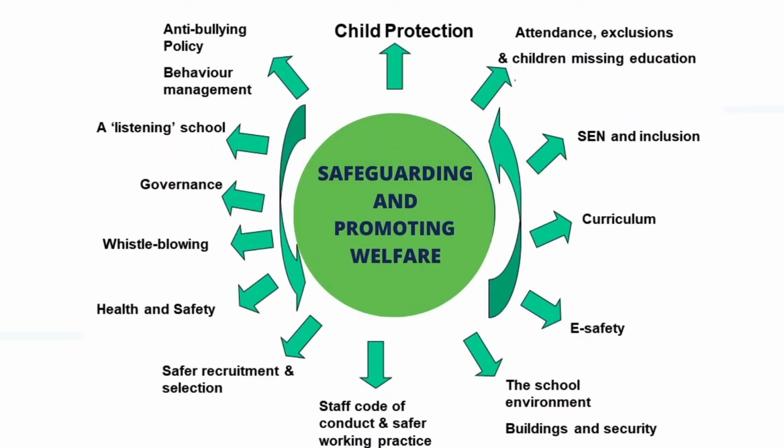Here are the key features of child protection: anti-bullying policy, behavior management, a listening school, governance, whistleblowing, health and safety, safer recruitment and selection, staff code of conduct and safer working practice, the school environment, buildings and security, e-safety, curriculum, SEN and inclusion, attendance, exclusions and children missing education.